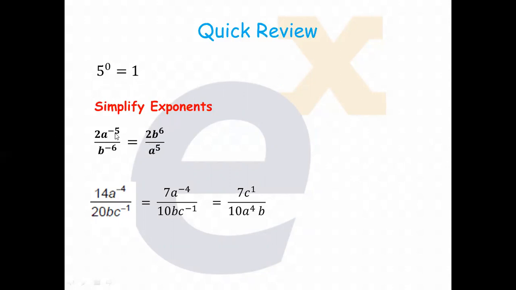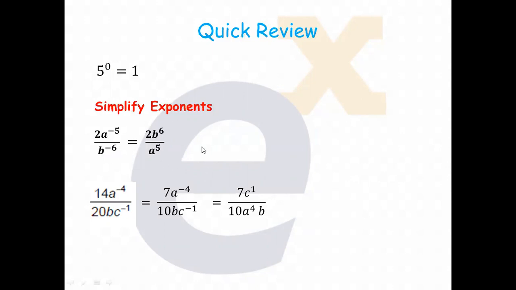So 2a to the power of negative 5 over b to the negative 6th power. All you need to do is flip it. I showed you in detail how to do it yesterday, but using the quick trick, just flip the negative exponents. So b goes up and a comes down. As a result, their negative signs disappear. So it's 2b to the power of 6 over a to the power of 5.